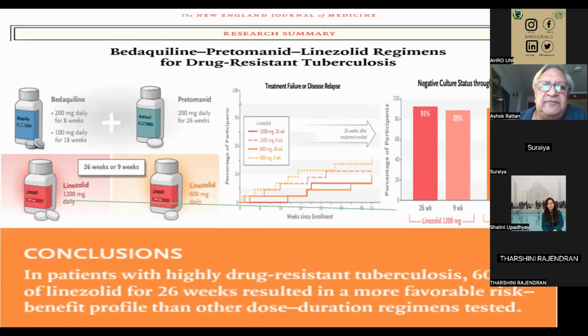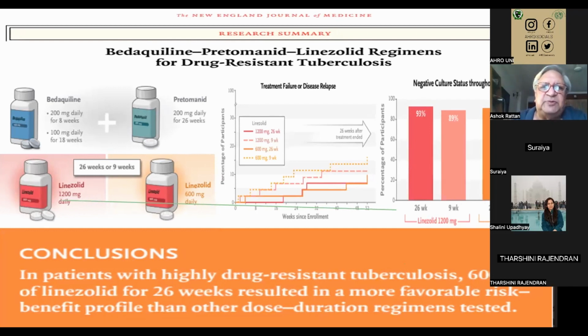We have recently reduced the dosage to be given of linezolid, which is toxic to a certain extent. Instead of 600 milligrams twice a day, now it's to be given 600 milligrams once a day for 26 weeks.